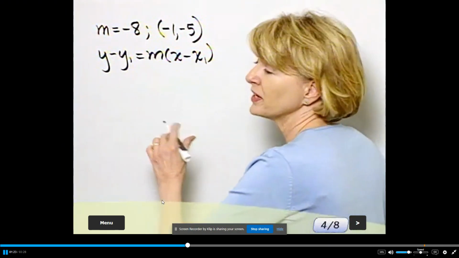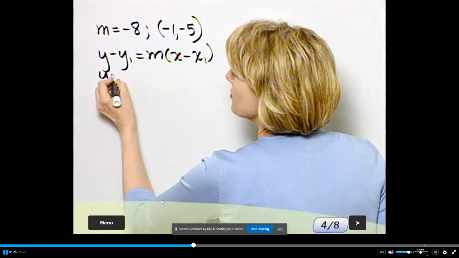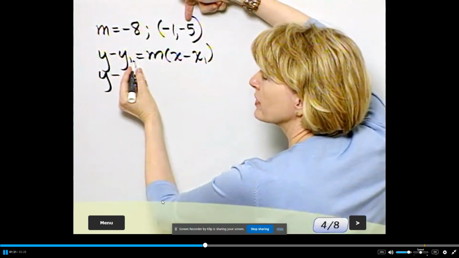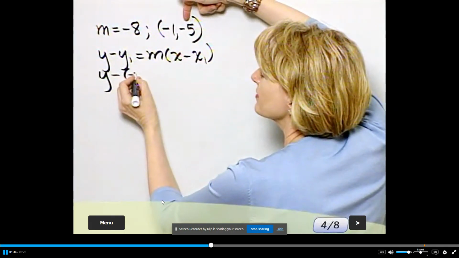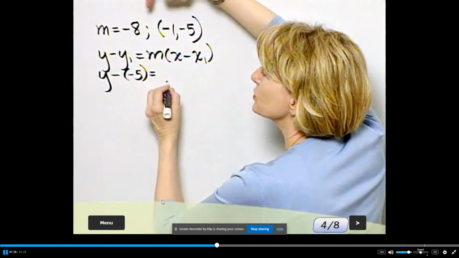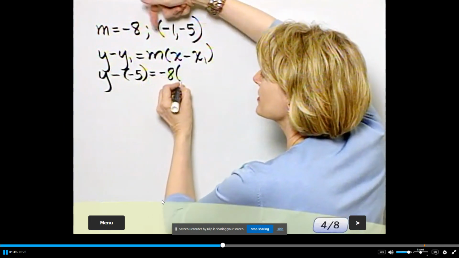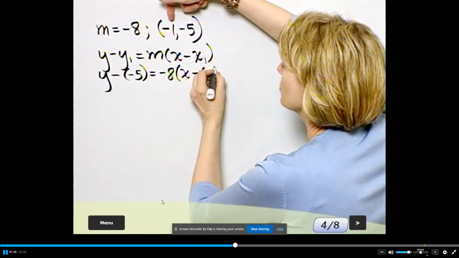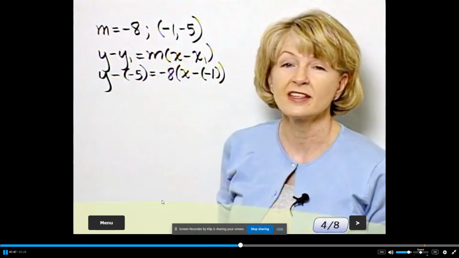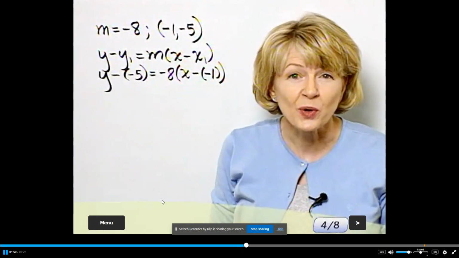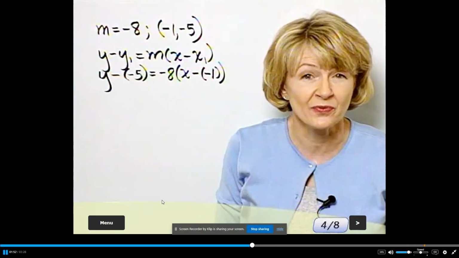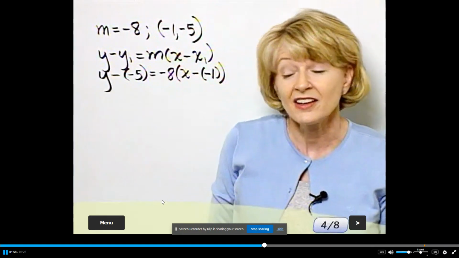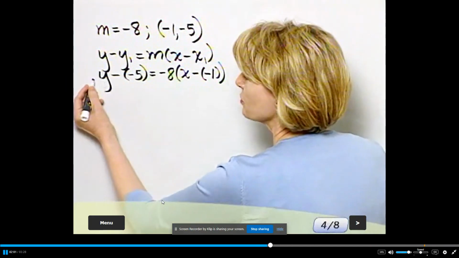So let's fill in what we know. y minus y sub 1, which is the y value of a point on the line, so be careful, that's -5, is equal to slope, -8, times x minus the x value, -1. And now I just need to simplify. By the way, I'd like to write my equation in standard form, that being ax plus by is equal to c.